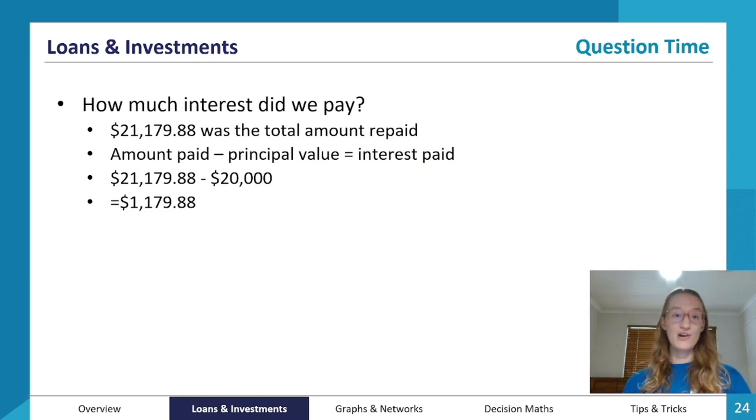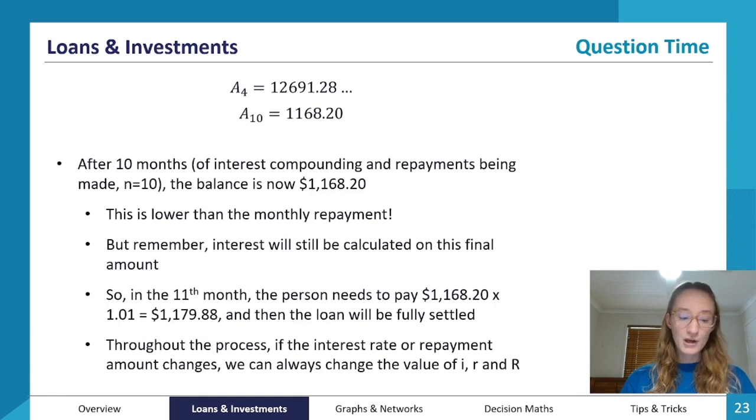But another thing we can actually work out is how much interest we paid. How we can work that out is we can work out the total amount that was repaid, and then that will help us to find out the amount of interest that we paid back on our loan. To make that a little bit clearer, I'll go back to the previous slide. We can see that up until the 10th month, we repaid $2,000 a month. So for 10 whole months, this person paid back $2,000 every month. So 10 months at $2,000 a month means they paid back $20,000.